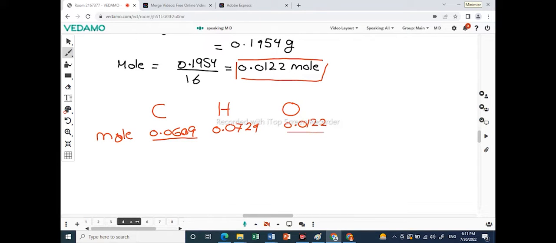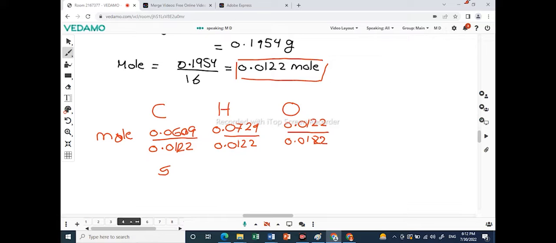You can find that the smaller is, of course, the oxygen mole. So I'm going to divide over the oxygen mole number. So this is 0.0122. This is 0.0122 and another 2. So when you divide, this will become a 4.99, so it is approximately 5.